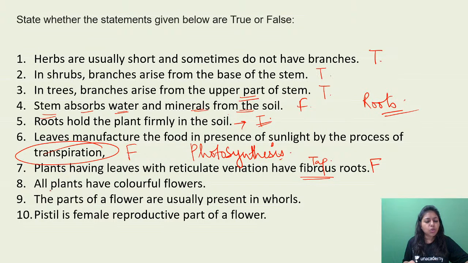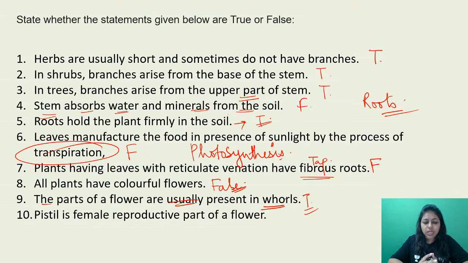Now, the next one is all plants have colorful flowers. No, it is not right because first of all, not all plants have flowers. And then these flowers could be of different colors. So it is a false statement. Very, very good. Then the parts of a flower are usually present in rings or whorls. Is it? Right, I showed you. Yes, it is a true statement.